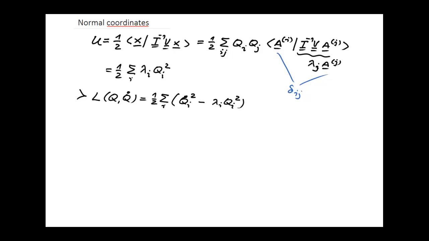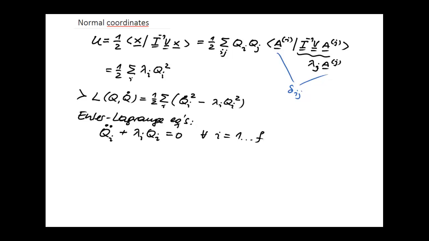This Lagrange function gives us the equation of motion for the normal coordinates via the Euler-Lagrange equation. The Euler-Lagrange equations for the normal coordinates are qi double dot plus lambda i qi is equal to 0. And we have this for all i going from 1 to f. And you recognize for any given i, this is the equation of motion for a harmonic oscillator.